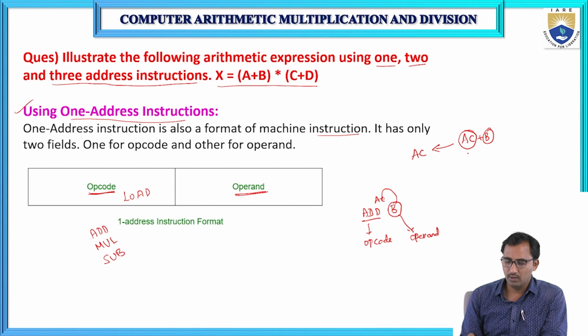Okay, so that's why operand means the thing on which we are performing the operation. So here b is the operand. That means in the b register we have some data, and on that data we are performing this addition operation. So this is using a one address instruction.